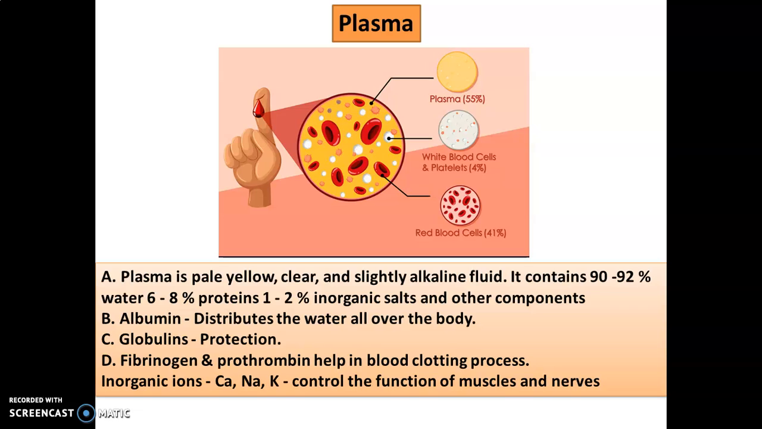So this plasma is a pale yellow liquid which mainly does the function of distribution and protection. Fibrinogen and prothrombin also help in blood clotting, that is, the blood stops coming out of the wound when we have an injury. And inorganic salts, or inorganic ions, control the function of muscles and nerves. So that is the plasma. Now this is basically, children, the entire structure of blood, but I wanted to show you the color of plasma, which is yellowish.